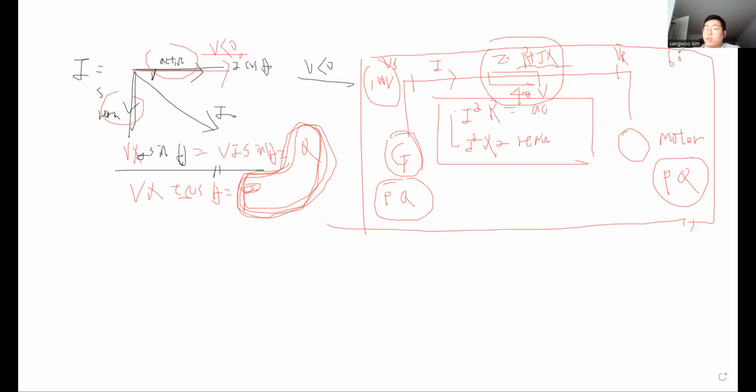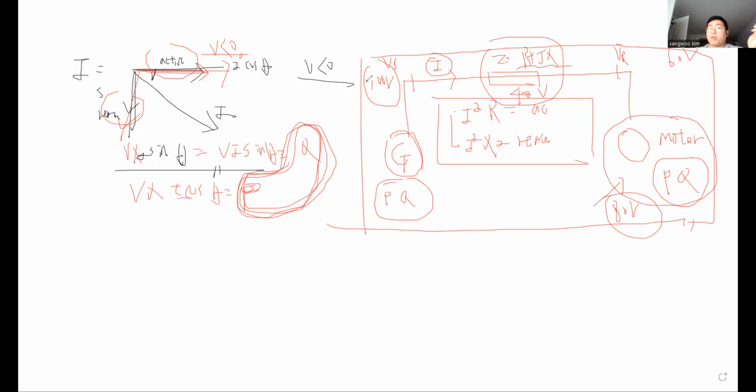So that's why 40 volts is lost, just gone, and here's 60 volts. But to operate this motor, we needed 80 volts. So that's a problem. As I said, it's really a burden for the current to carry the active part and the reactive part.